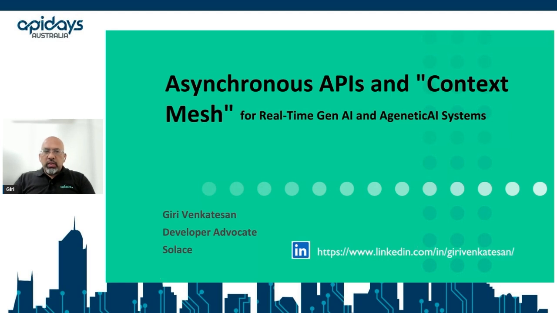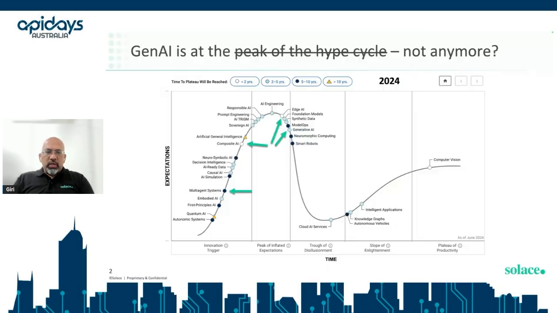And the topic for my session today is asynchronous APIs and context mesh for real-time GenAI and agentic AI systems. Right? GenAI is at the peak of the hype cycle. Not true anymore. The case in point is, GenAI role is expanding. In Gartner's hype cycle, we can see the various emerging aspects of AI coming into play. GenAI, once hyped for the content creation, it now supports real-world applications in automation, simulation, and augmenting decision-making processes.